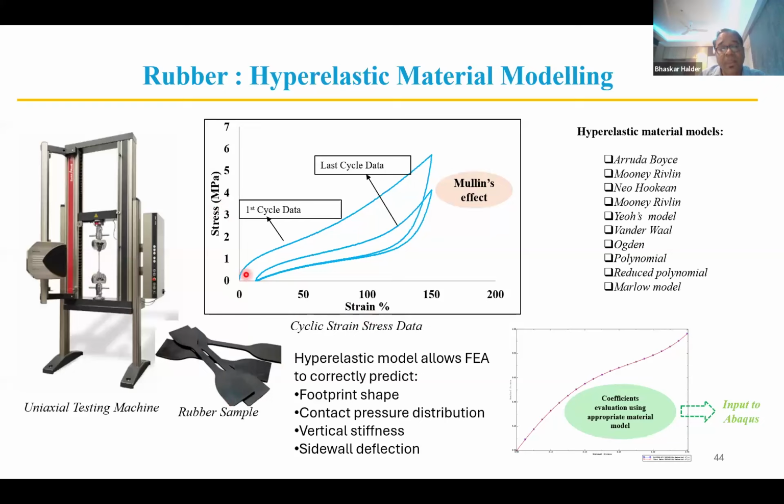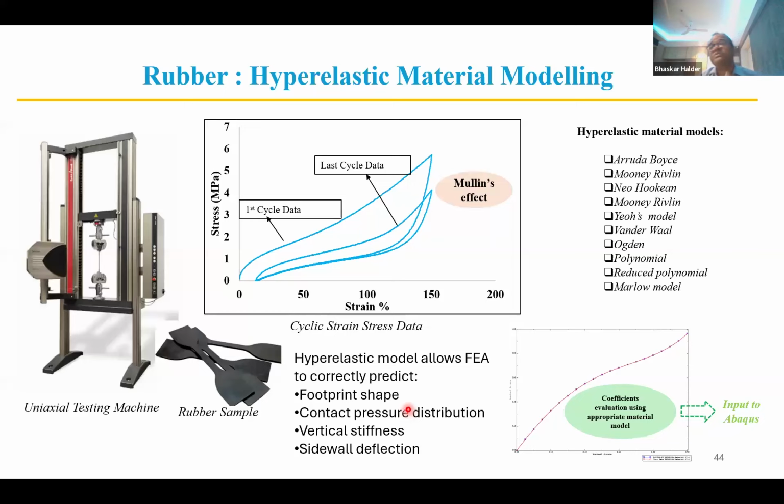So what we are doing, we have some testing method and we are plotting the curve of stress versus strain. With this hyperelastic model, FEA can give us the footprint shape. With this hyperelastic material property, the tire can give us the result of footprint shape, then the contact pressure distribution, vertical stiffness, then sidewall deflection, and then the dimensions of the tire.